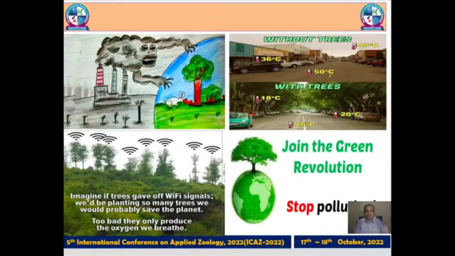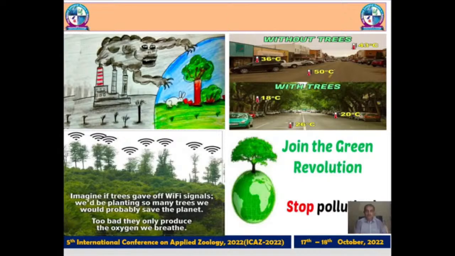In the next slide, you can see that industrial activities are being established on a large scale in order to fulfill the luxury of human life. And these industrial activities are polluting the air and the soil, and their pollutants, after passing through the plant body, are entering into humans.